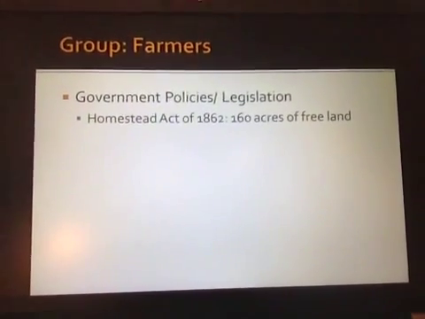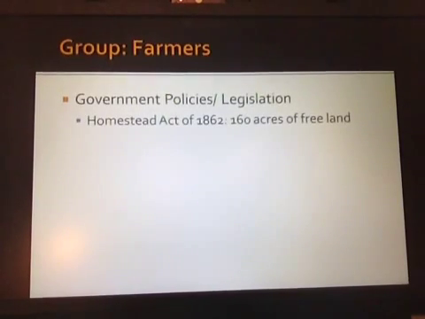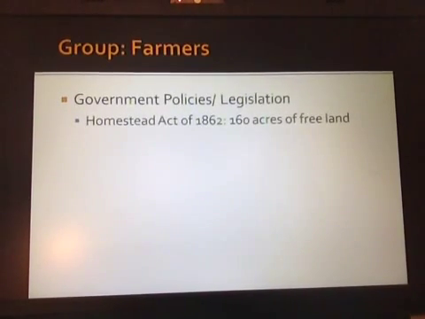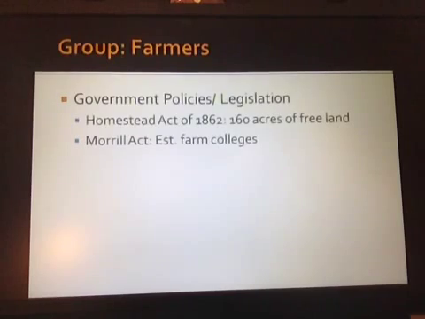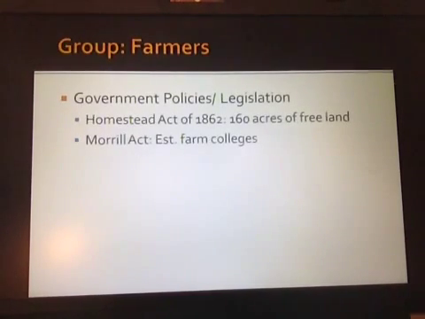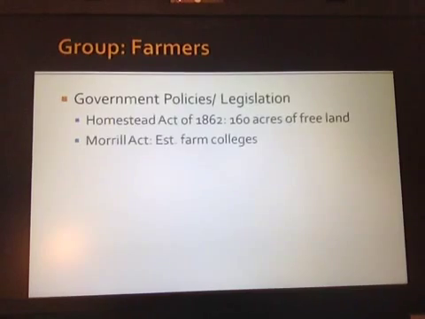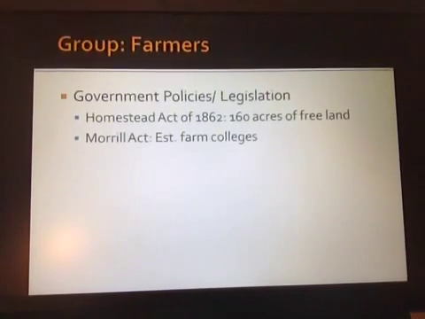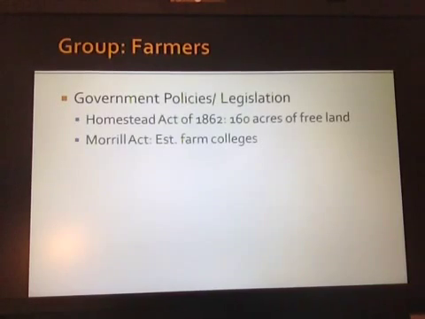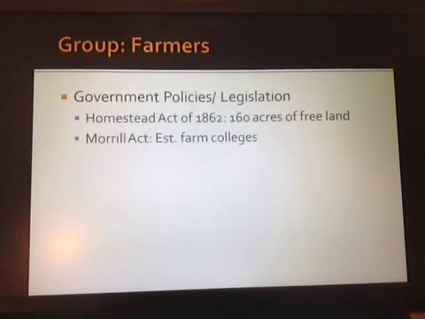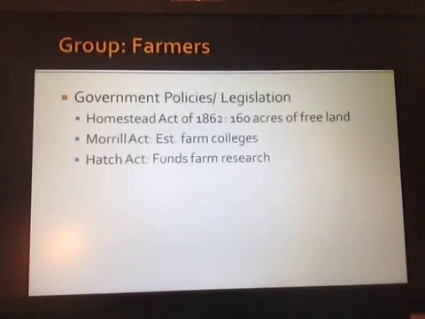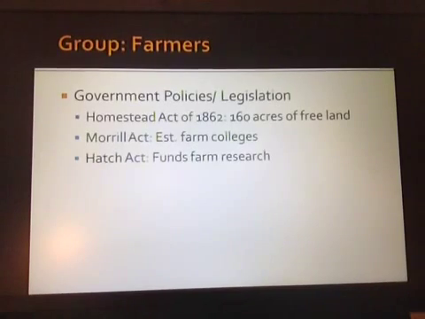The government policies include the Homestead Act in 1862. They passed a law during the Civil War that said you could get 160 acres of free land if you were willing to live on it for 5 years and improve it. Also, the Morrill Act was passed, which allowed us to have farm colleges for the first time. This is how NC State and North Carolina Agricultural and Technical came to exist, because the government had the foresight to establish colleges that would do research related to agriculture. And then the Hatch Act gave them the money to do the research on things like hybrid breeds, and fertilizer, and those kinds of research projects.